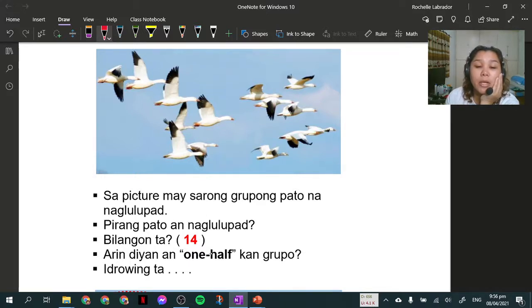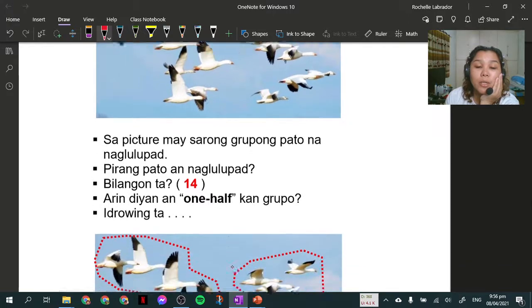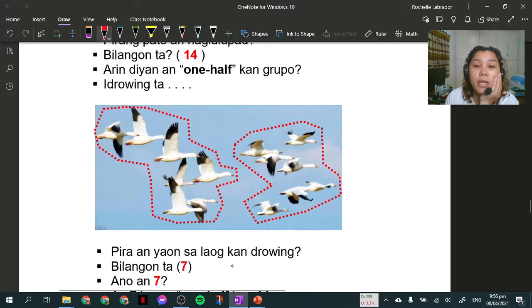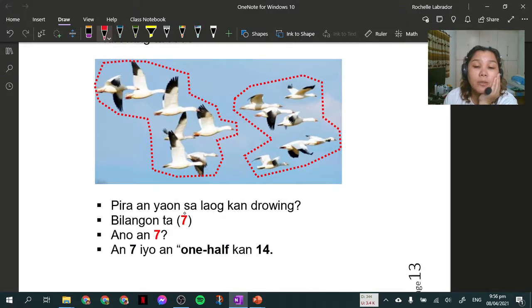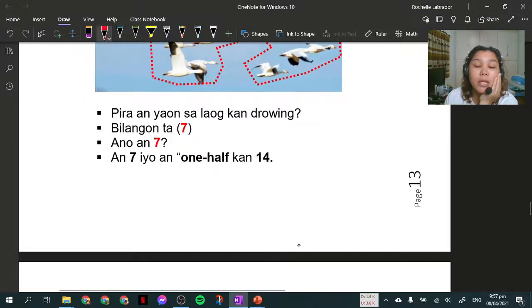So, arin dyan ang 1/2 kan grupo? So, i-drawing ta. So, nakikita yung broken lines. They are now divided into 2 groups. So, piraan niya sa log kan drawing, bilangon ta, 1, 2, 3, 4, 5, 6, 7. On the other group, 1, 2, 3, 4, 5, 6, 7. So, ang 7, iyo ang 1/2 kan 14.